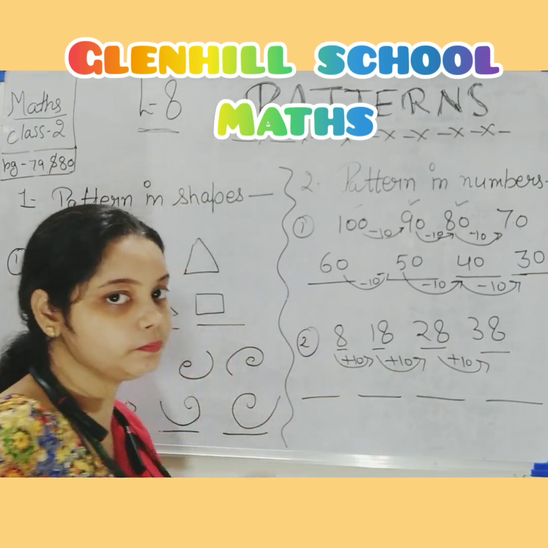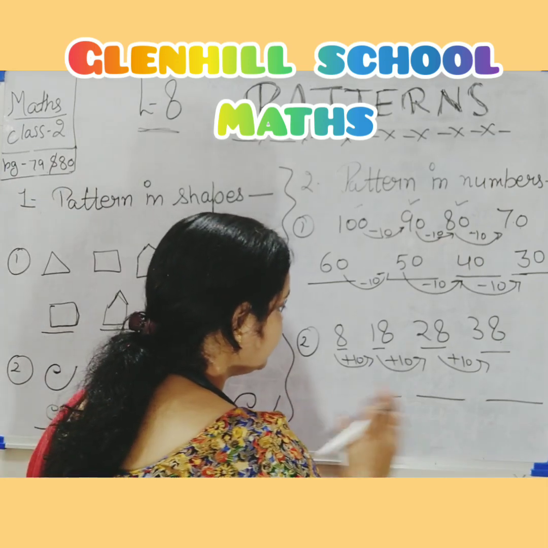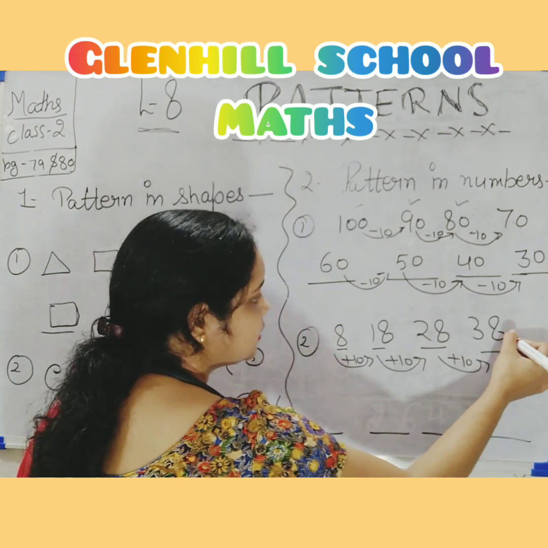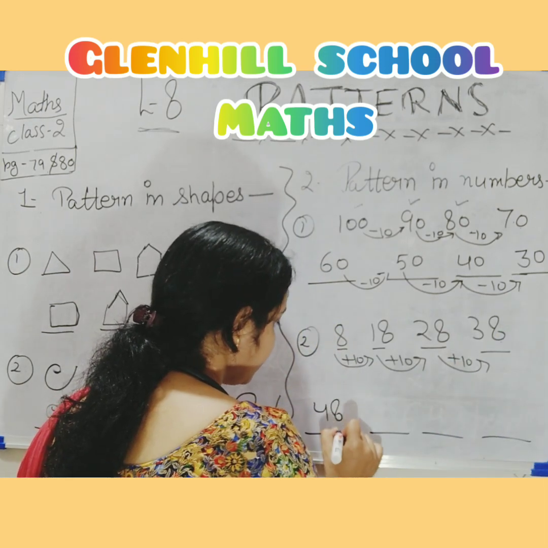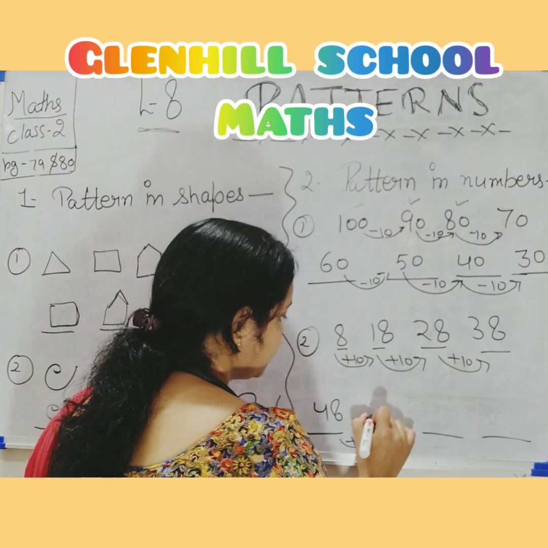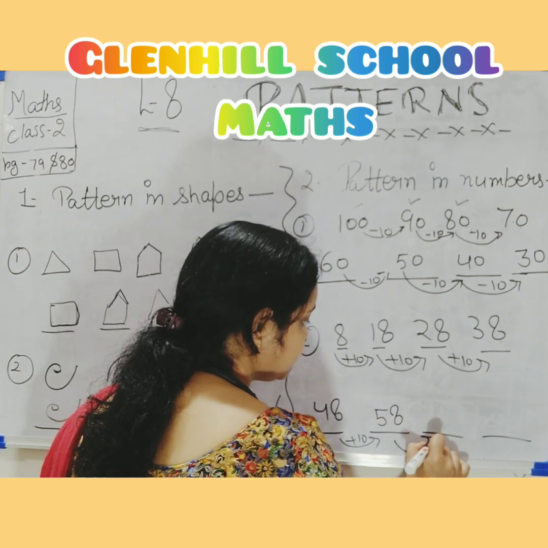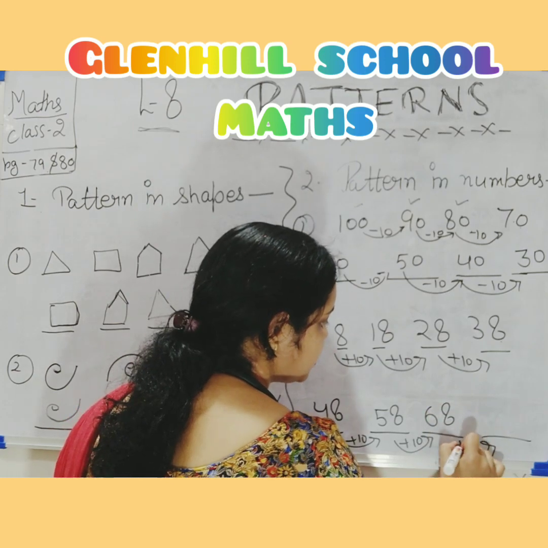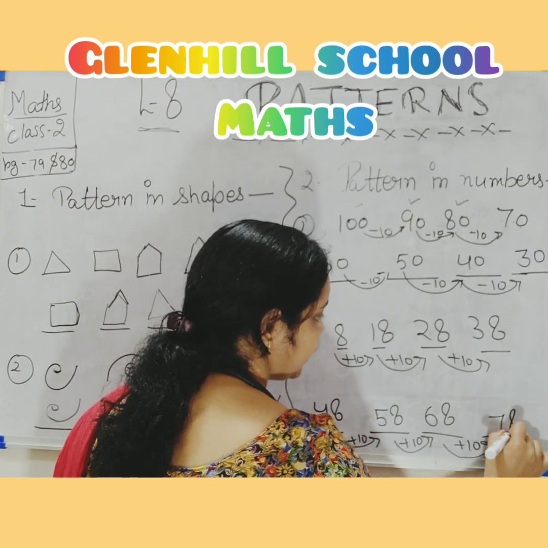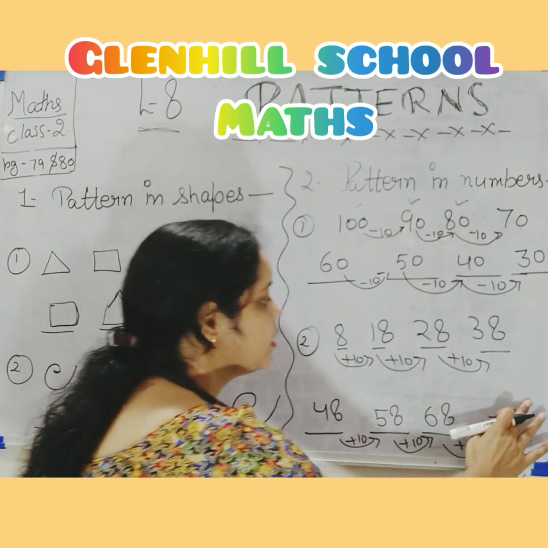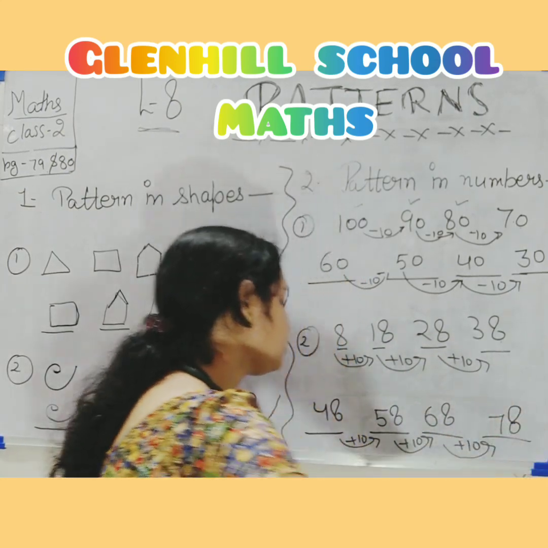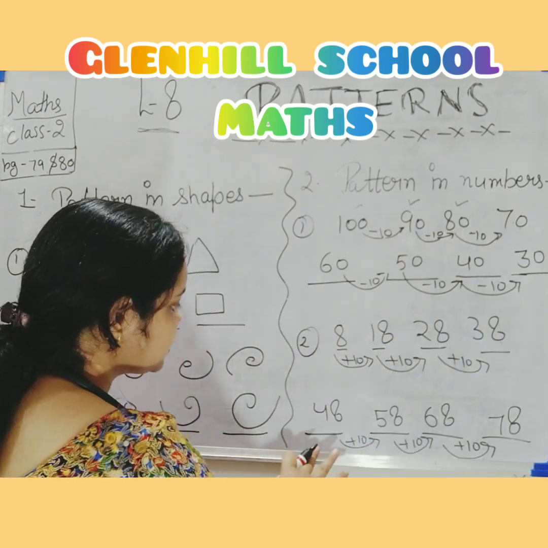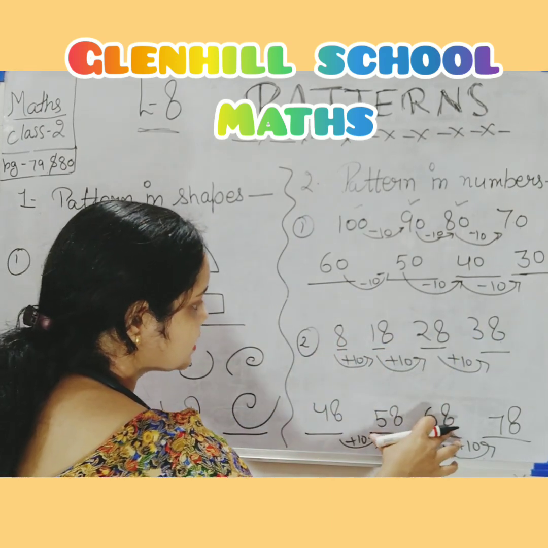So what would be the next digit? The next digit would be, after adding, 38 becomes 48. After adding 10 becomes 58. After adding plus 10 becomes 68, and after adding plus 10 becomes 78. So the next series is 8, 18, 28, 38. The next series is 48, 58, 68, 78.